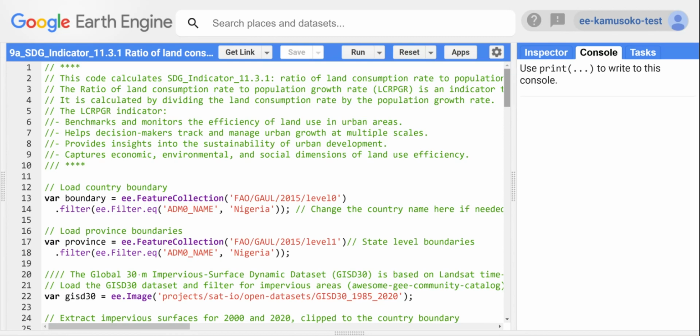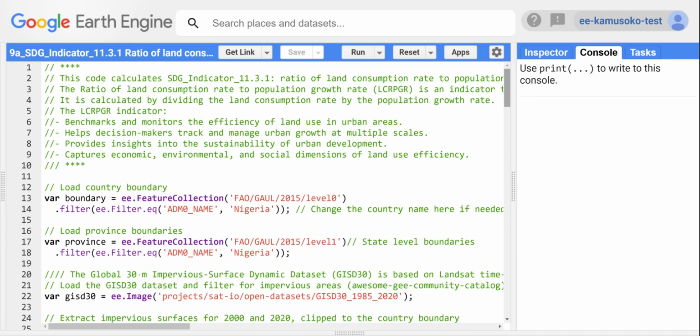In this video, we will explore how to calculate SDG Indicator 11.3.1, the ratio of land consumption rate to population growth rate. This indicator helps us to measure land use efficiency, benchmark urban growth, and assess urban sustainability. So whether you are an urban planner or a geospatial analyst, this tutorial will provide you valuable insights.